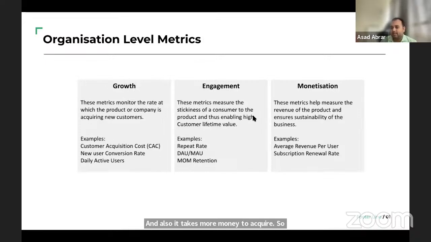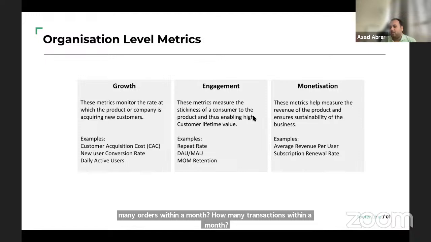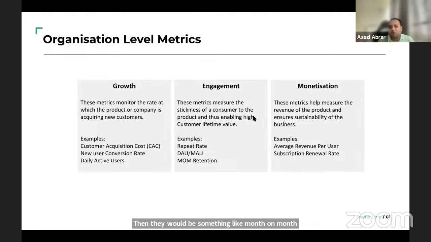Now, engagement is typically done so that users that come to the platform retain on the platform. There could be a lot of ways to measure engagement. It could be your repeat rate, something like a Swiggy may measure. How many people are coming back within a month? How many orders within a month? How many transactions within a month? Then there could be something like month on month retention. Am I coming back after 30 days to the platform or not?